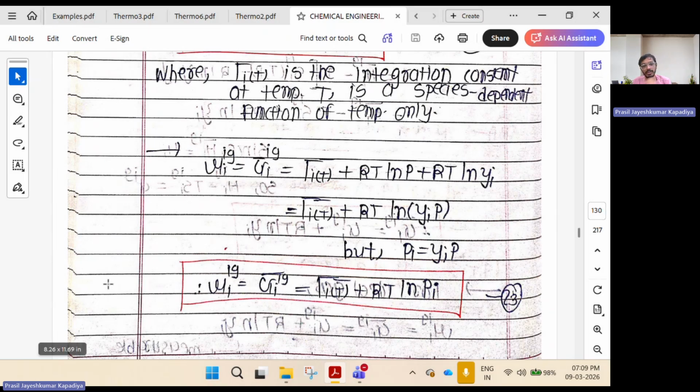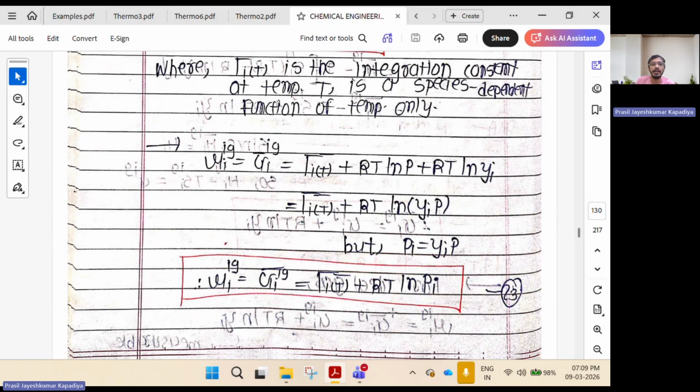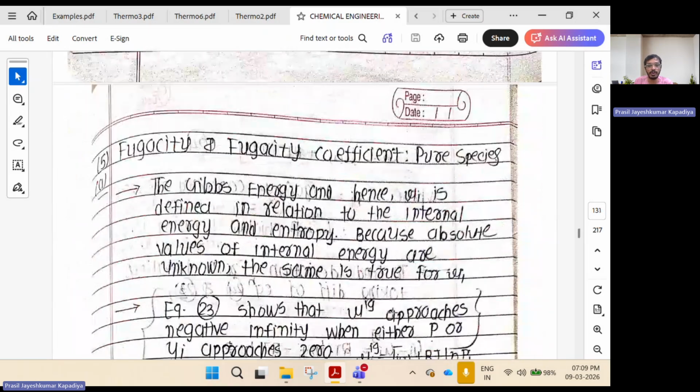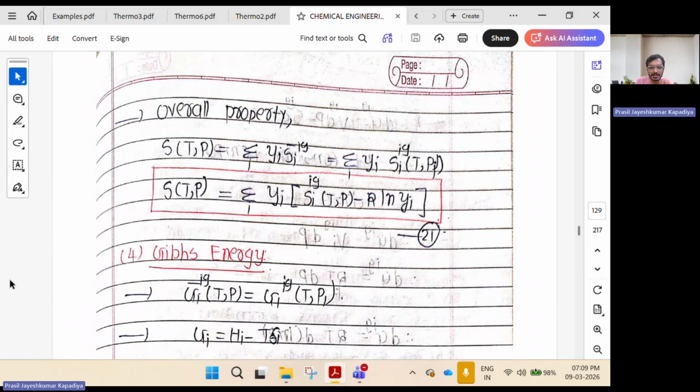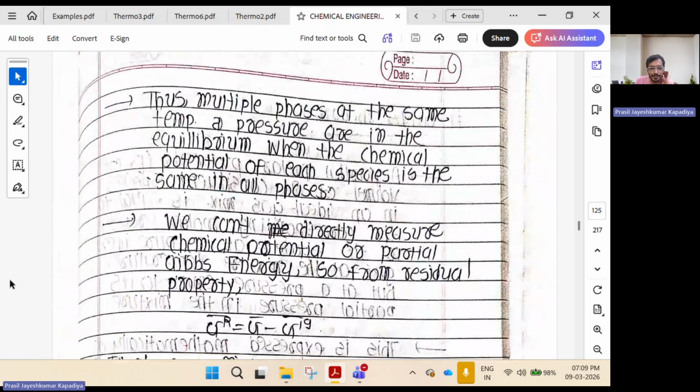So my partial molar Gibbs free energy is nothing but some constant plus RT into ln pi, and that is nothing but equal to chemical potential. Okay. So this is all about Gibbs theorem. Let's go through that once again.